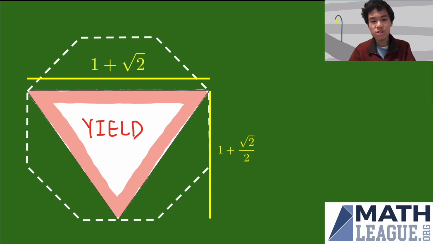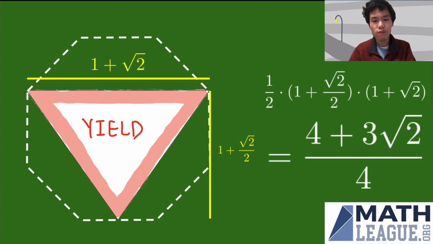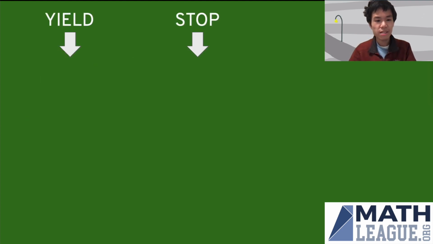And then you can use your half base times height formula to get the area of 4 plus 3 times root 2 divided by 4. Okay, almost done. Now to get the ratio, we need to put the yield sign area and then divide that by the octagon area. Let's do that.